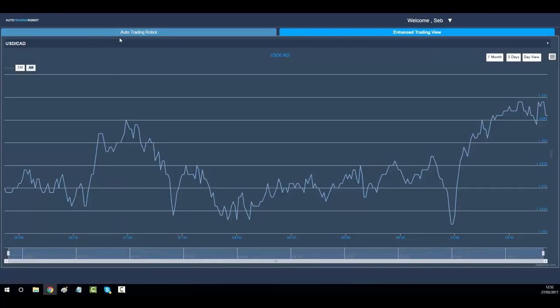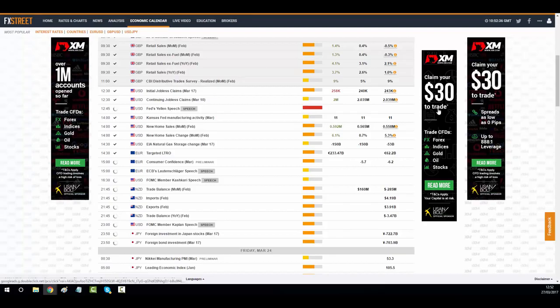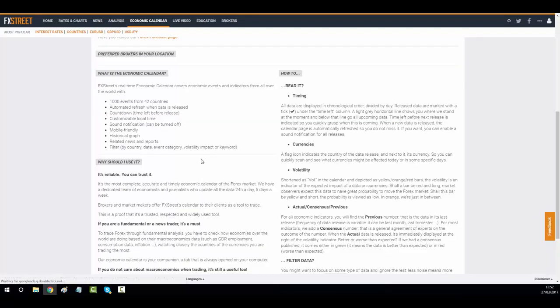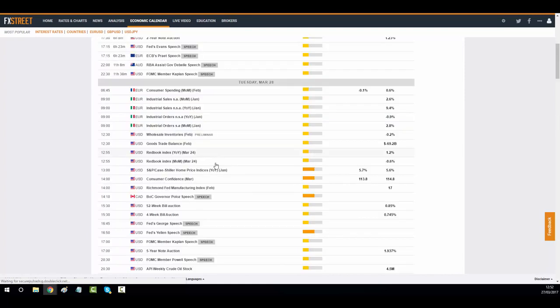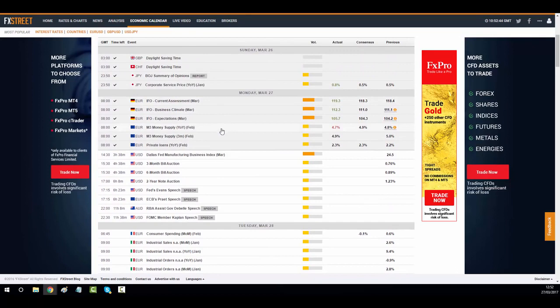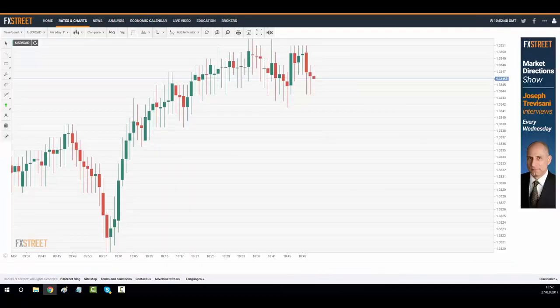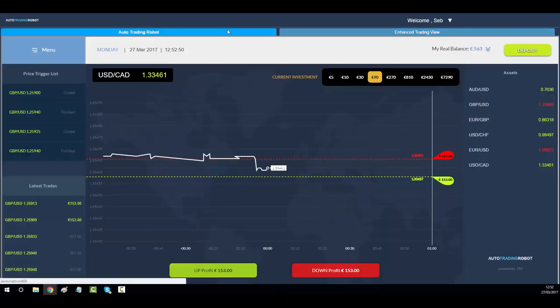Wow, what has happened to the market at the moment? It's really gone flat. Let's check the economic calendar really quickly. Let's see what we can find. Okay, so there's not really a lot of movement that has happened. Nothing really to spike it, so kind of makes sense in a way.